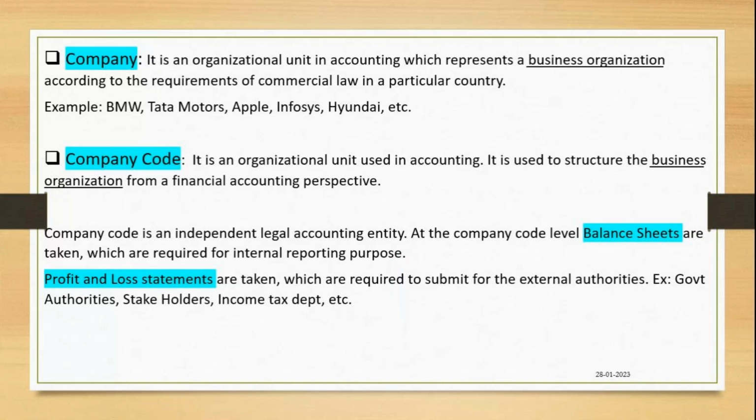A balance sheet always talks about internal reporting, like how much assets we have and what the liabilities are. Internal management wants to know what is happening in the company. What is the total value we have? How many liabilities are there? How many assets are there? For that purpose, balance sheets are taken with respect to the company code for internal reporting, and profit and loss statements are taken. Why do we need profit and loss statements?